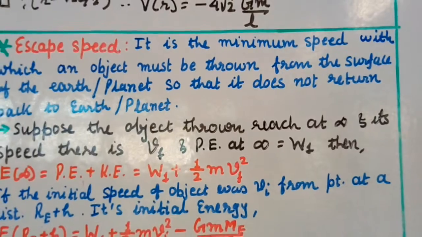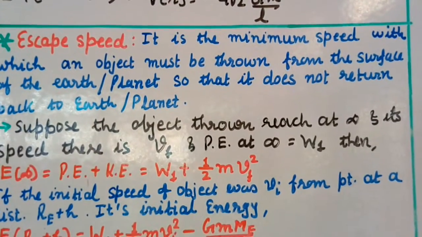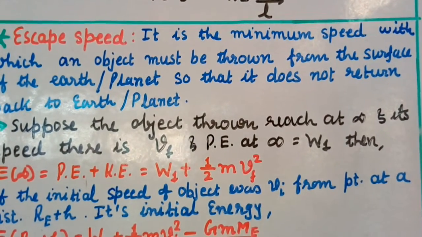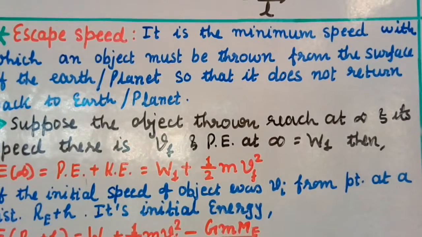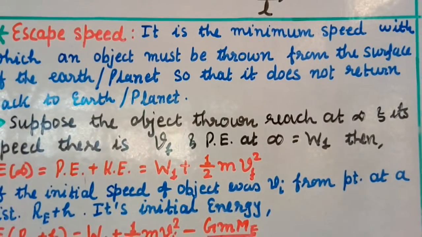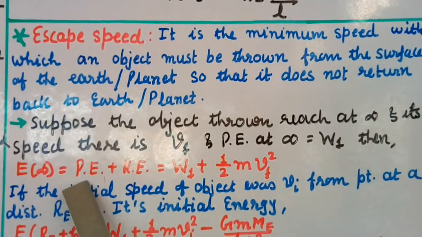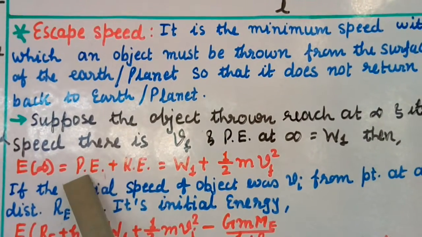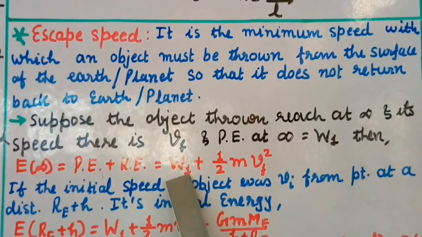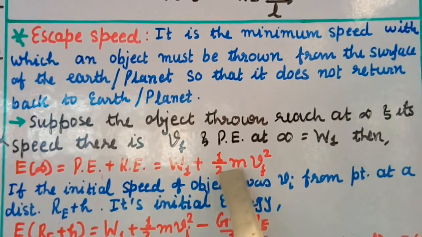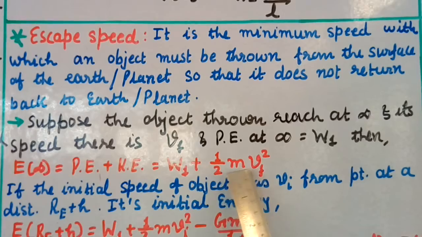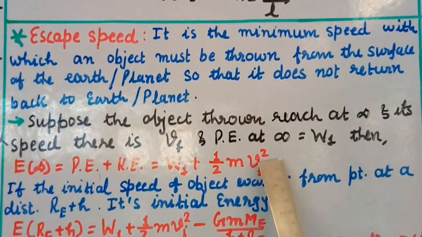Then you know that total energy is equal to potential energy plus kinetic energy. Total mechanical energy is nothing but the sum of the kinetic and potential energy. So we write E infinite equal to potential energy plus kinetic energy. So the potential energy at infinity is W1 plus the kinetic energy, 1 by 2 m v squared, but the velocity is Vf, the final velocity, so Vf squared.